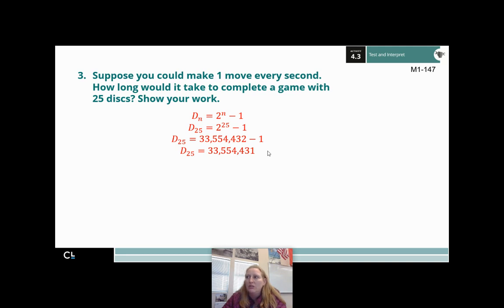That's a bit much. So, yeah, that's a lot of moves. So how long would it take you then if you did 1 move every second? Well, it'd be 33,554,431 seconds.